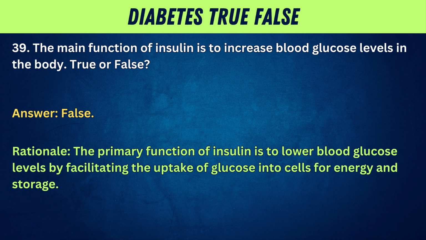39. The main function of insulin is to increase blood glucose levels in the body. True or false? Answer: false. Rationale: the primary function of insulin is to lower blood glucose levels by facilitating the uptake of glucose into cells for energy and storage.